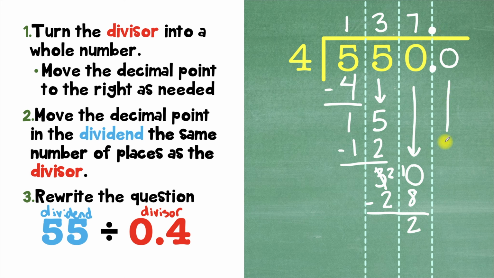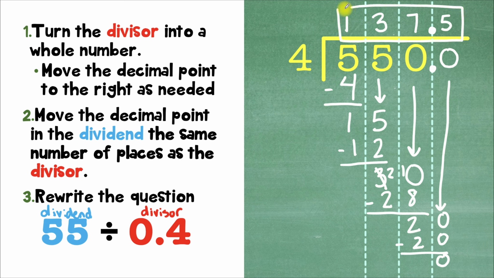Now we can bring down that 0 and repeat the process again. 4 goes into 20 5 times, because 5 times 4 is 20. And when I subtract that, I get 0. So therefore, my final answer is 137.5, or 137 5/10.